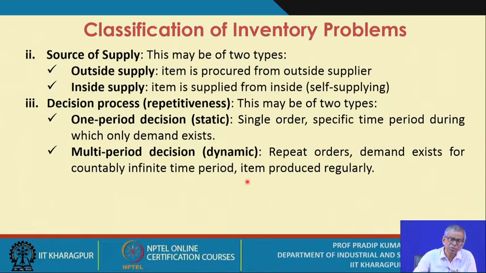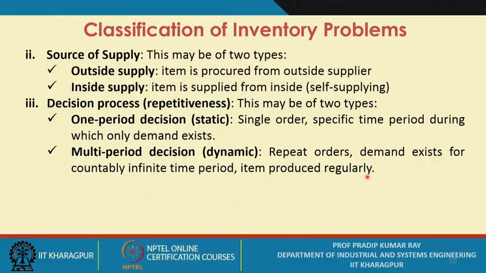So the company's product is being produced for the last 50-60 years, and I'm sure that for the next 30 years these products will be made available in quantities. So this is the typical dynamic inventory problem case. Item produced regularly.